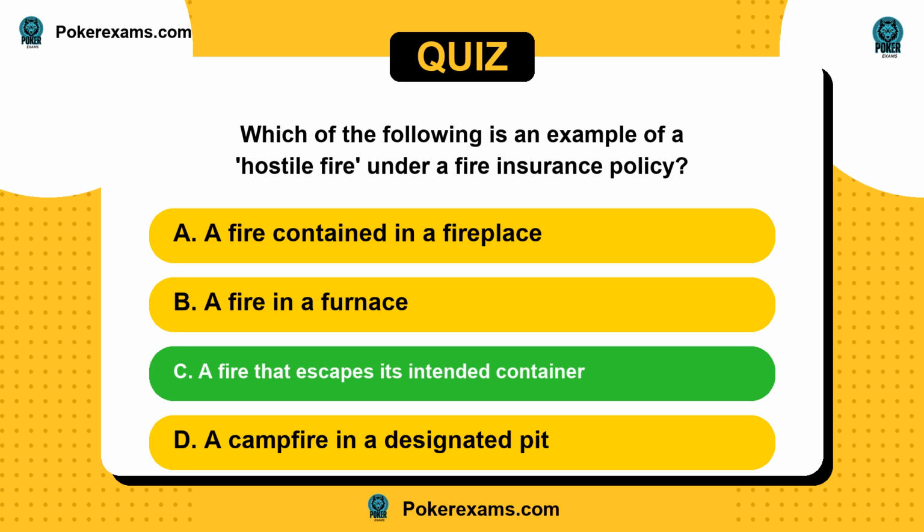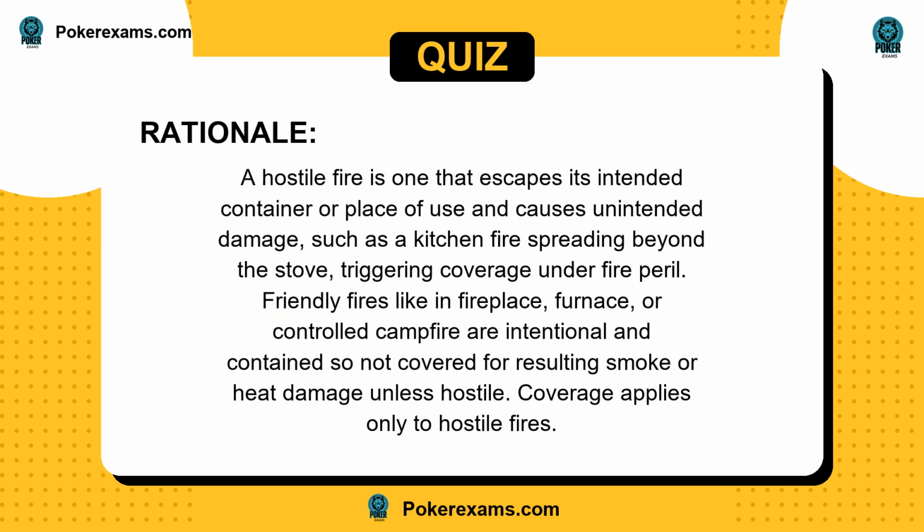The answer is C. A hostile fire is one that escapes its intended container or place of use and causes unintended damage, such as a kitchen fire spreading beyond the stove, triggering coverage under fire peril. Friendly fires like in fireplace, furnace, or controlled campfire are intentional and contained, so not covered for resulting smoke or heat damage unless hostile. Coverage applies only to hostile fires.